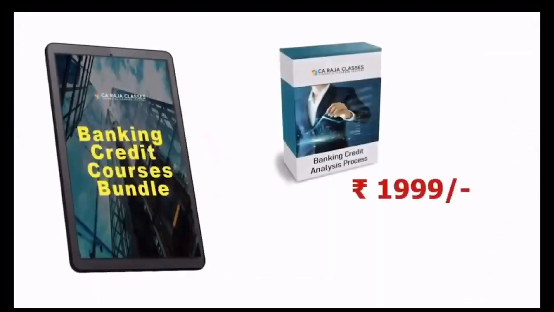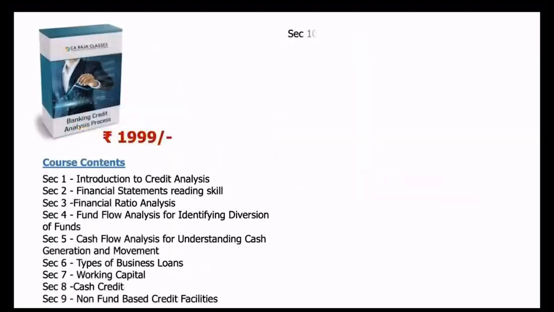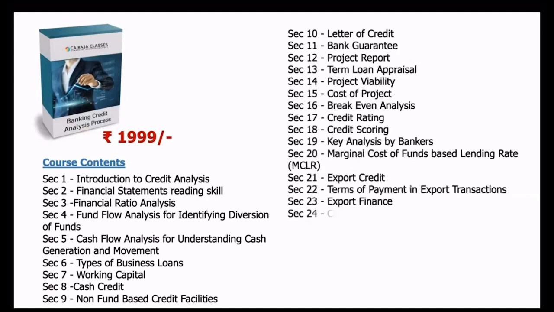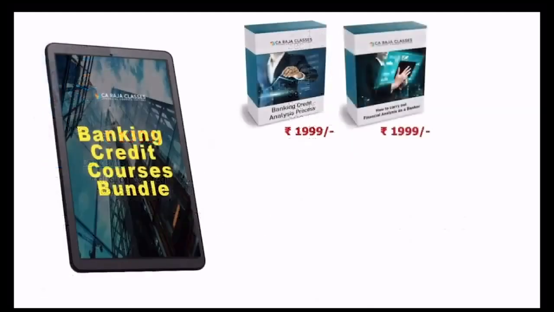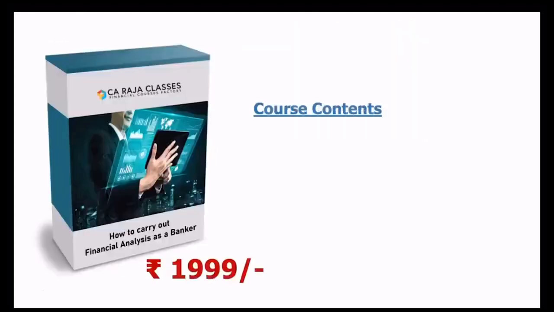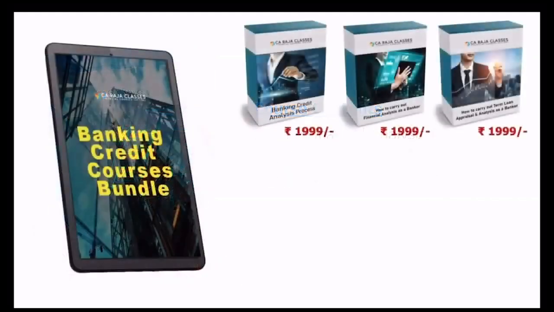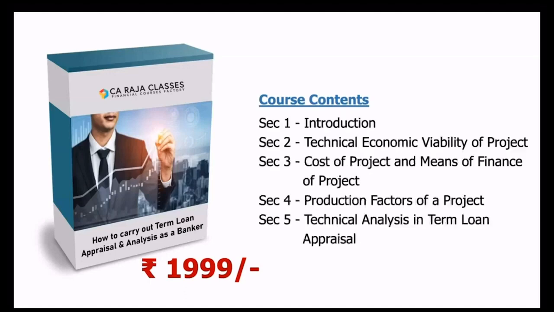This includes course number 1, banking credit analysis process. It's a comprehensive course with 200 plus lectures. It covers financial analysis, working capital, term loan, LC, BG. Then we have course number 2, how to carry out financial analysis as a banker. This is going to focus exclusively on financial ratio analysis, cash flow analysis, and fund flow analysis. Then comes course number 3, how to carry out term loan appraisal and analysis as a banker. It's a comprehensive course focusing on the technical aspects around project finance and term loan.